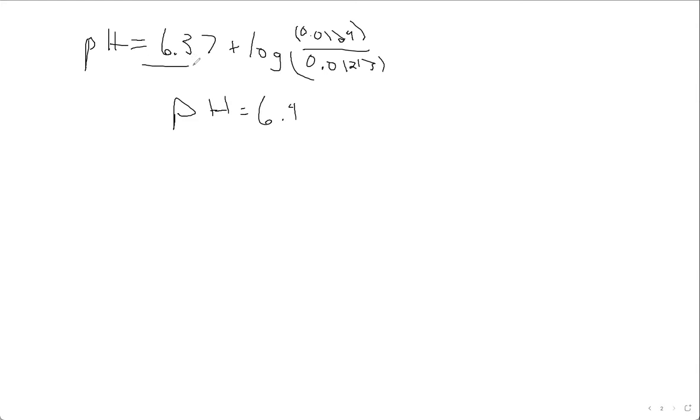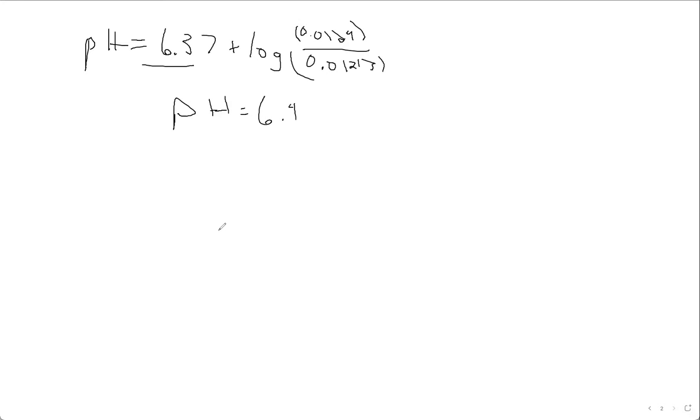Okay, so notice that the pKa is 6.37. Our new pH is 6.4. So we are resisting changes to pH. All right, that's the point of a buffer. All right, so the next question is, okay, so what if I had 10 mils of 1 molar HCl that I added to 1 liter?